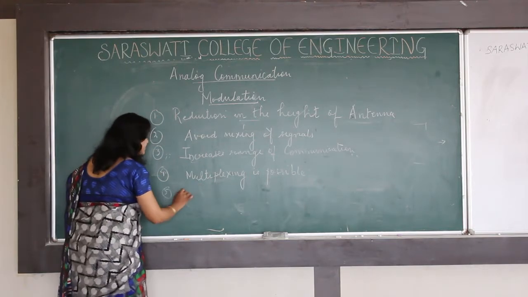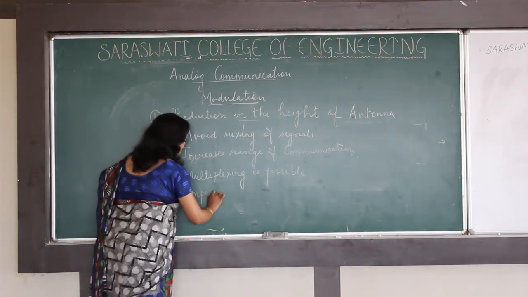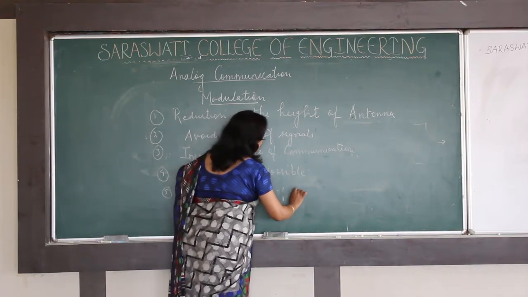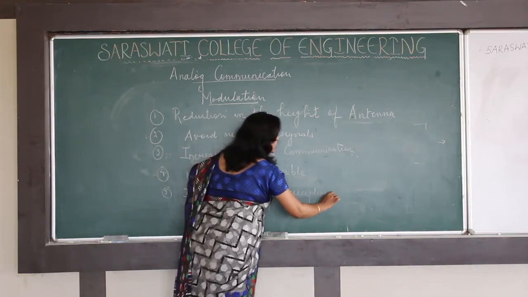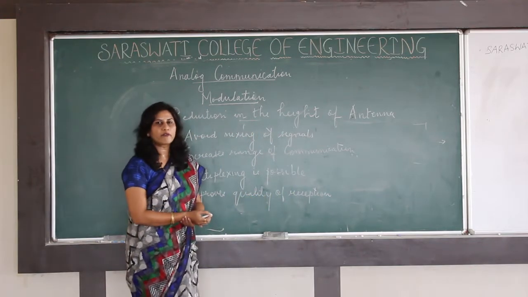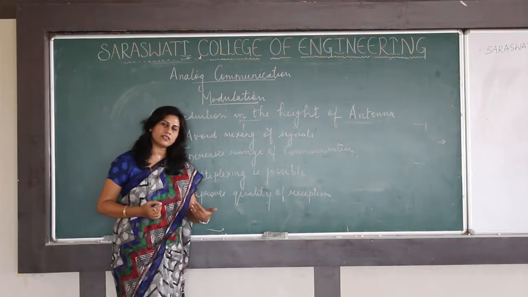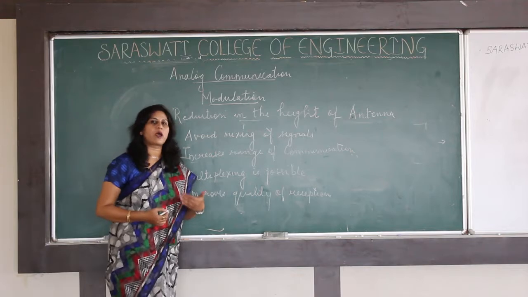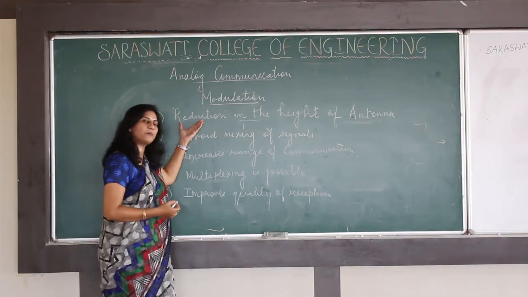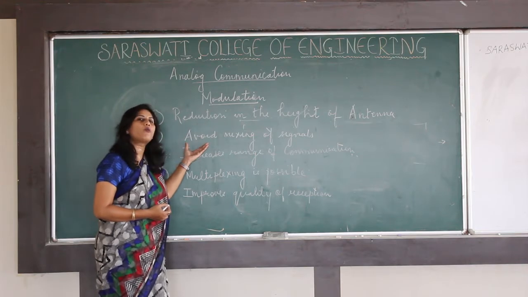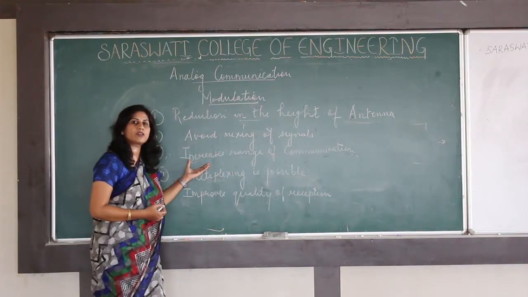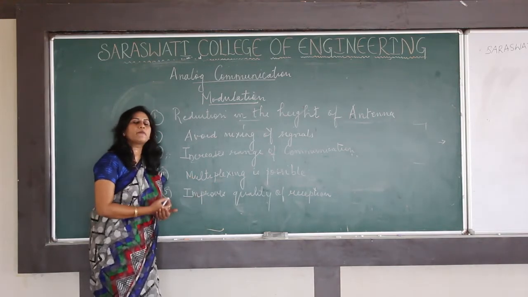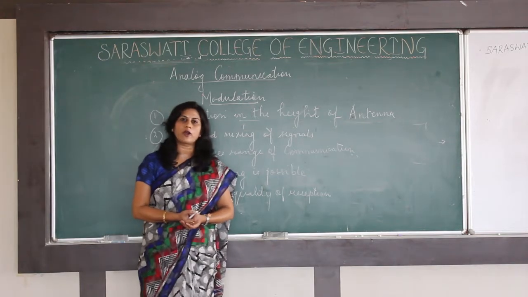And finally, it improves the quality of reception. Since the signal is of high frequency, noise and interference with my signal would be less and my signal will propagate a longer distance, which will help me improve the quality of reception. So these are the main reasons why we go through the process of modulation. One, the reduction in the height of the antenna; second, avoiding the mixing of signals; third, increase in the range of communication; fourth, making the process of multiplexing possible; and finally, improving the quality of reception without noise and interference.